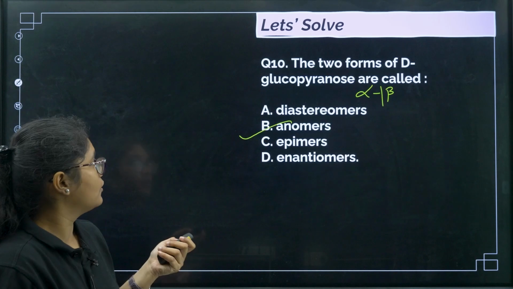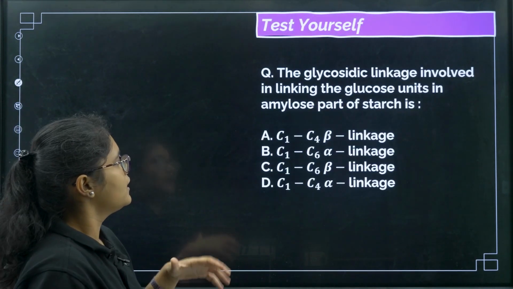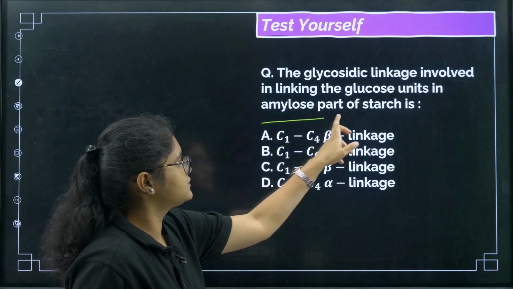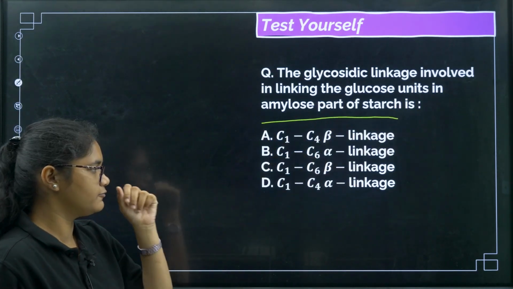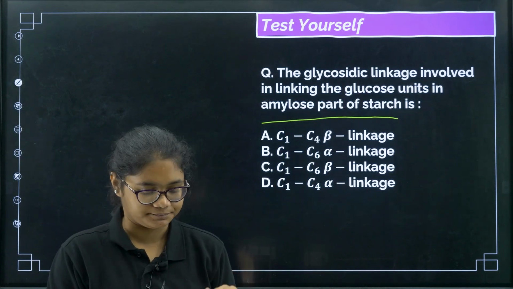Now a homework question: what is the glycosidic linkage involved in the units of the amylose part of starch? You have to find that out and post the answer in the comment section.